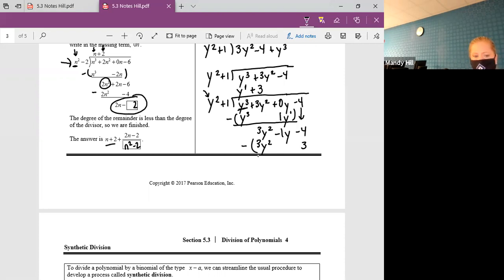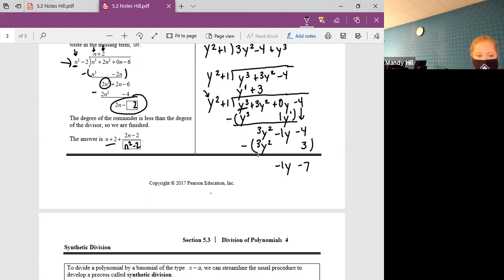Then we subtract the whole thing. 3y squared minus 3y squared is nothing, which is good, that's what I need to have. Negative 1y minus nothing is still negative 1y. Negative 4 minus 3 is negative 7. There are no other numbers to bring down, and if there are no other numbers to bring down, you're done.